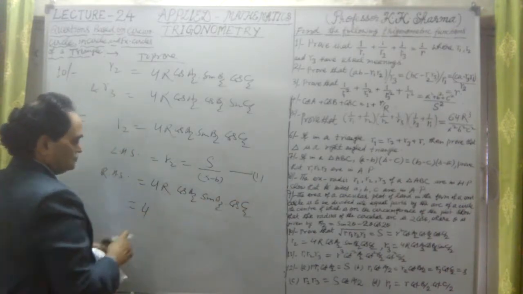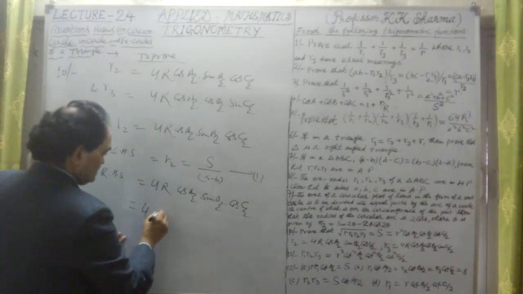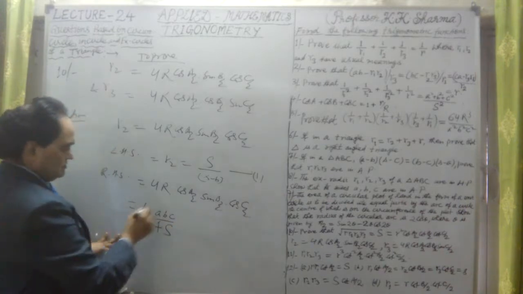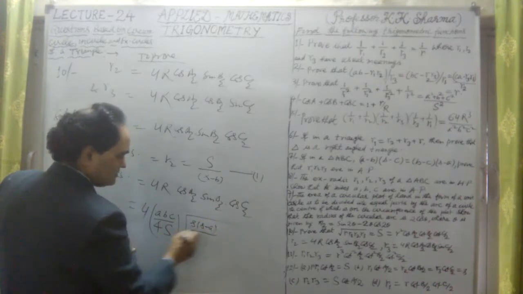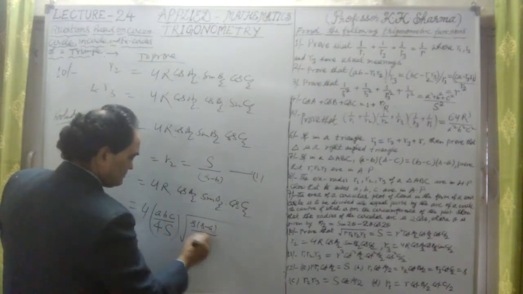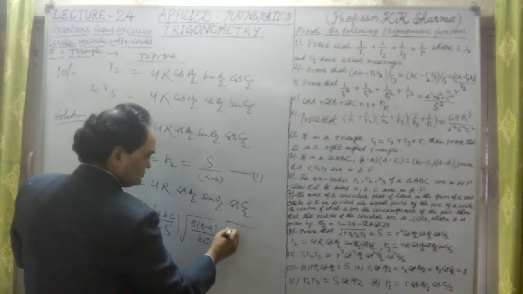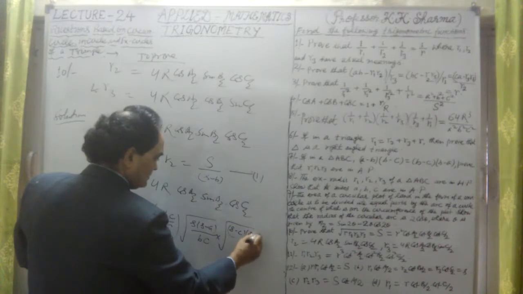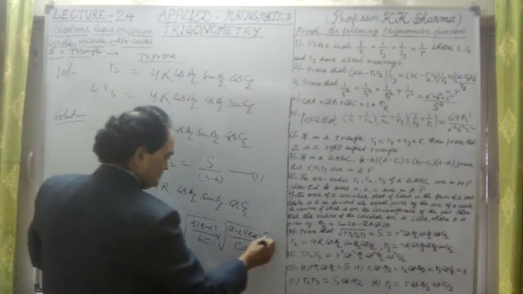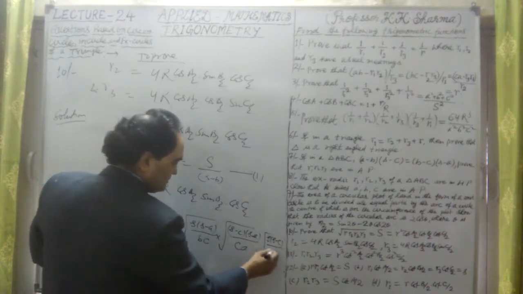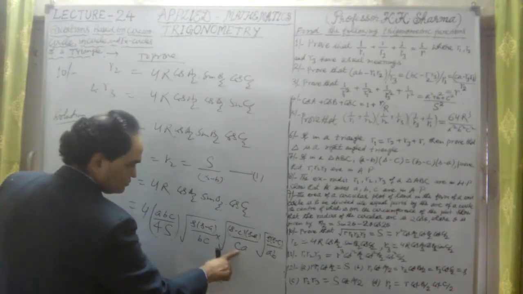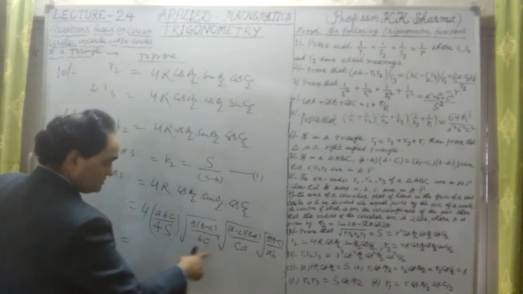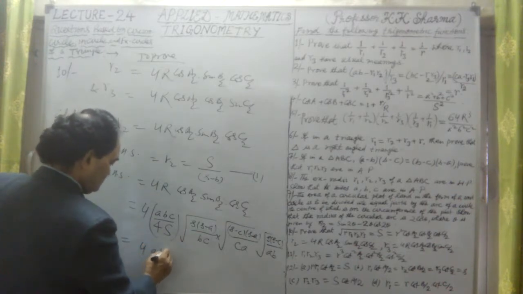Substituting the values. 4 into R means ABC upon 4 into capital S. This is the value of R. Cos A by 2, if I substitute, will be S into S minus A upon BC, into sin B by 2 will be S minus C into S minus A divided by CA. Then cos C by 2 will be S into S minus C divided by AB. What we obtain here: BC, CA, AB, C coming 2 times, B coming 2 times, A coming 2 times, so ABC will come in the denominator. We will get here 4ABC.